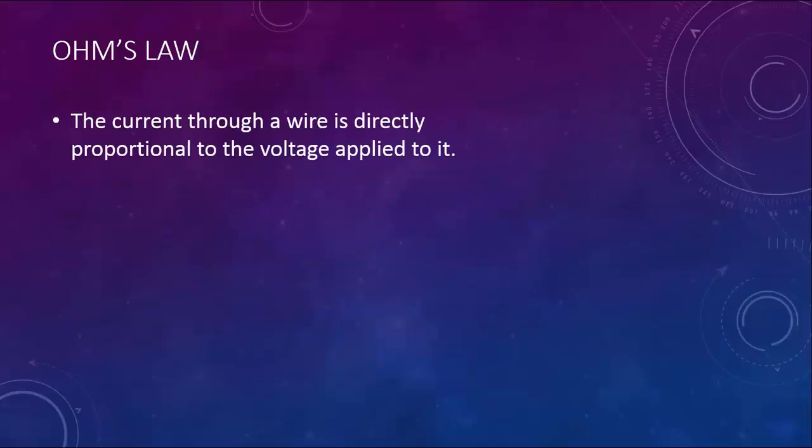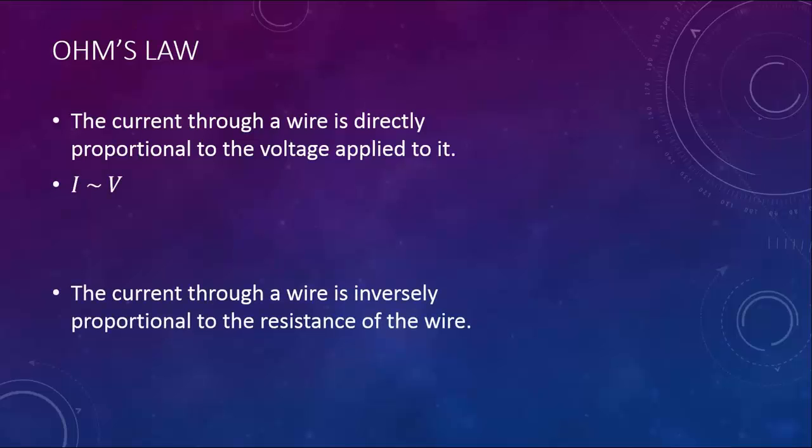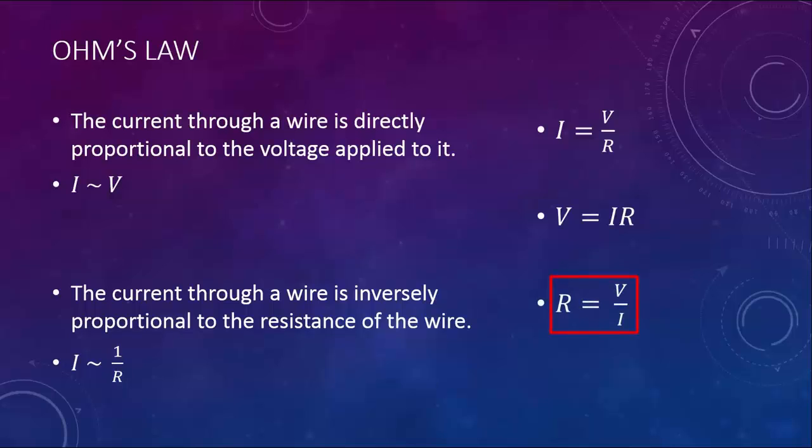The current through a wire is directly proportional to the voltage applied to it. The current through a wire is inversely proportional to the resistance of the wire. When we put these together to form an equation, we find that I equals V divided by R. If we cross multiply, we get V equals I times R. And if we divide both sides by I, we end up with the form of the equation that you'll find on your reference table. R equals V divided by I. They're all the same equation. Use whichever one you like. This last one is on the reference table.